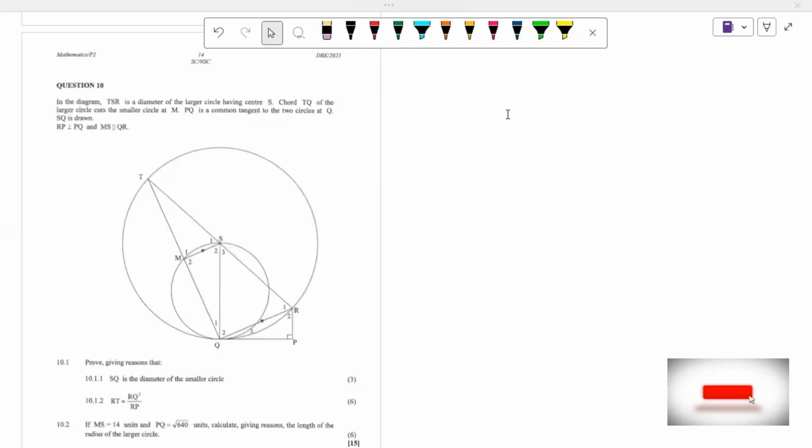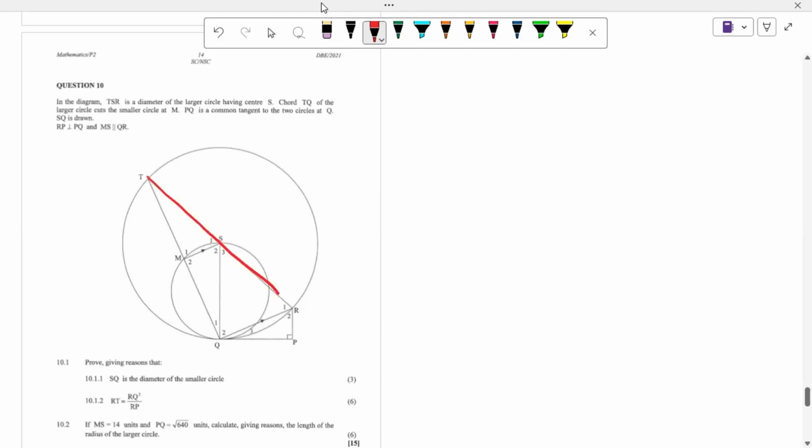In the diagram, TSR is the diameter of the larger circle having center S, right? So TSR is now my diameter. TSR is the diameter of this big circle. So as you can see, we have two circles. And then what else are they saying?